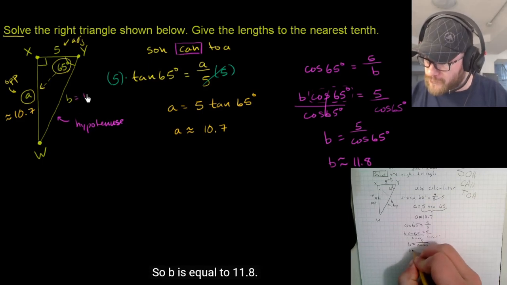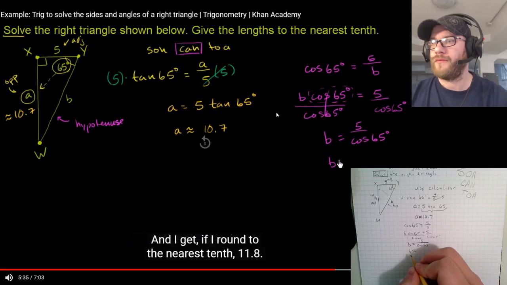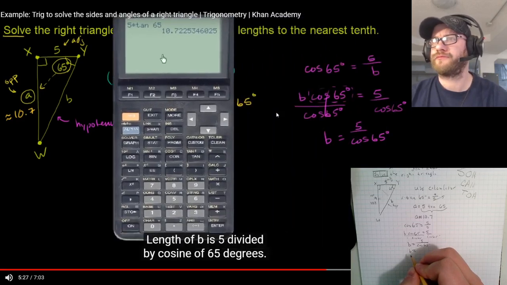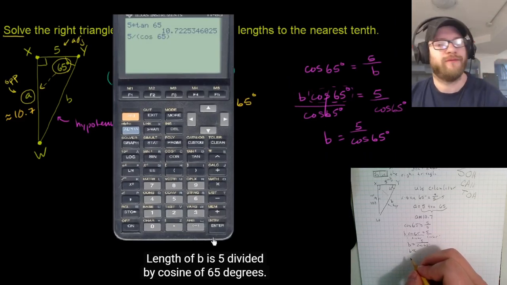So b is equal to 11.8. While I was sneezing over there, I missed some stuff that he did, so I just rewound it to figure out what that was.